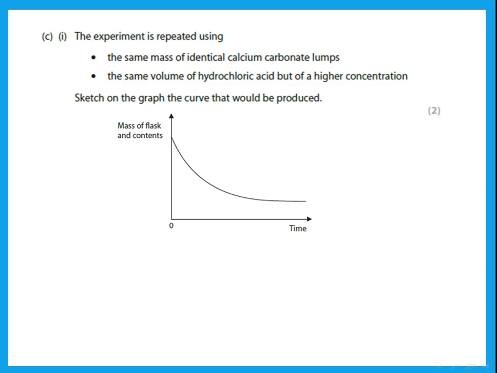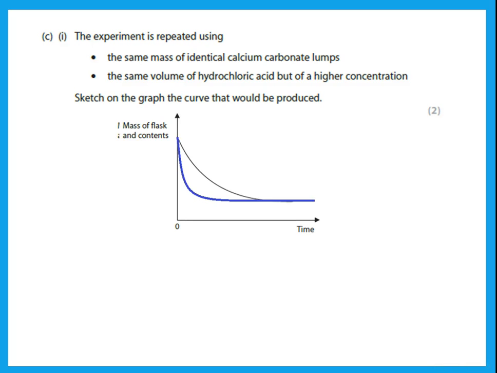The experiment is repeated using the same mass of calcium carbonate, the same volume of hydrochloric acid but higher concentration. So the experiment is now using a higher concentration of acid. That means that the rate will be faster, and that means that the graph will look like this. Go down very quickly, but end up with the same final volume because we are using the same mass of the reactant.